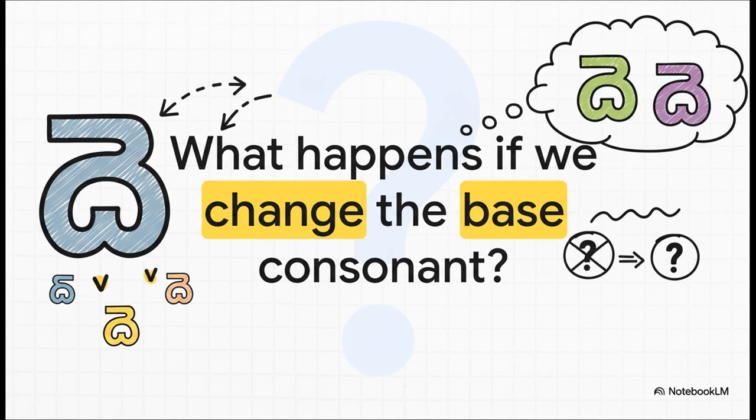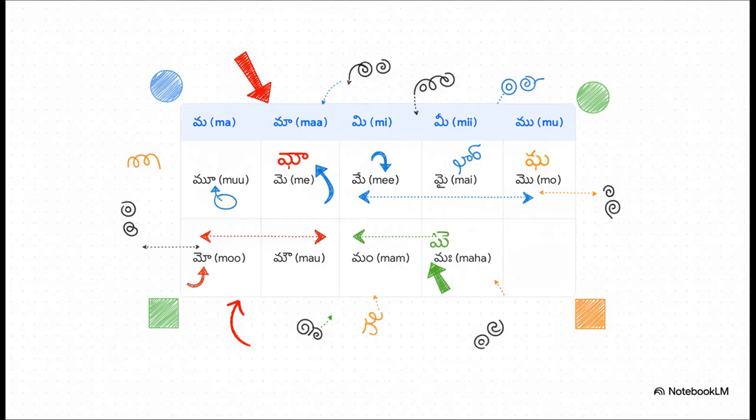Okay, that's cool for one consonant, but what happens if we swap out the body? Do we have to learn a whole new set of rules and markings for every single new consonant? Absolutely not. Get this. This is the series for a totally different consonant, ma. Now look closely. Compare the vowel markings here to the ones on the last slide. That little tail for maa, it's the same. That hook on top for mi, same thing. That little curl underneath for mu, it's exactly the same. The pattern of modifications, the souls, is identical.